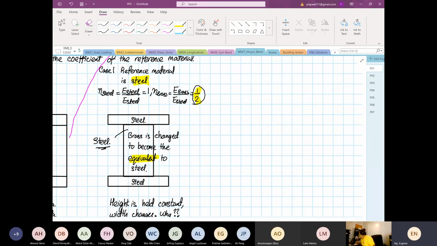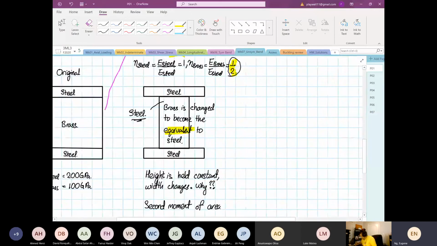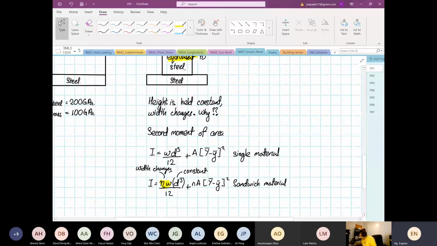And then another question is whether the small end is different from the big end in the second moment of area. Small end and big end, they're the same end, okay? There's no small end or big end. So sorry.